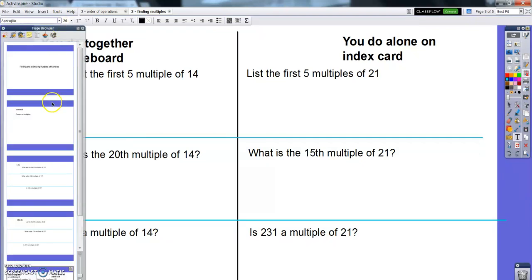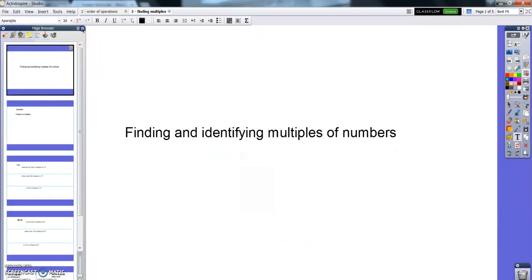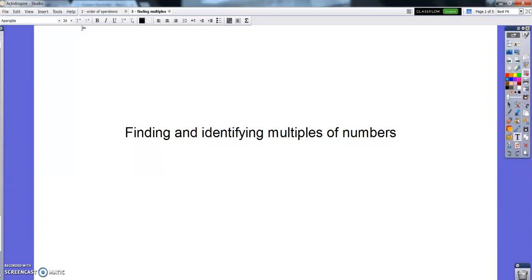Hey there, 4th grade. Today's mini lesson is on finding and identifying multiples of numbers. Please open to your next page. Mark this as your title. And after you've marked it, mark that page with your pencil. Close it up, and we'll be ready for some practice.